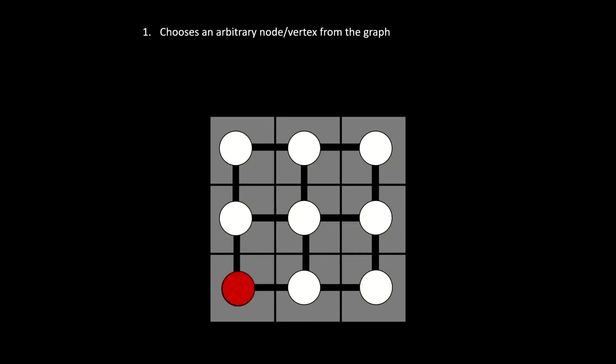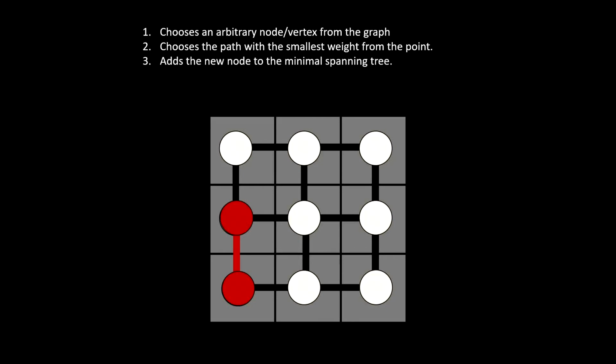It chooses an arbitrary node or vertex from the graph. Then it chooses the path with the smallest weight from the point. In maze generation, all paths have the same weight, so this choice is random. It then adds this new node to the minimal spanning tree and repeats steps 2 and 3. So, let's see this in practice.